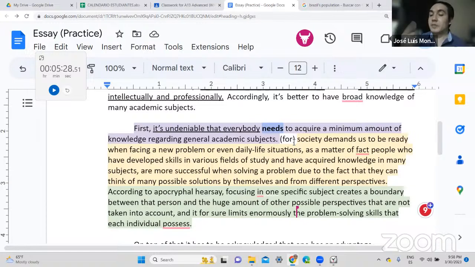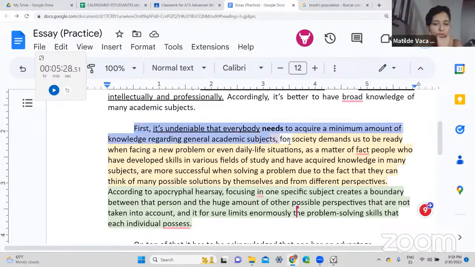You can replace for with because, and you don't need a punctuation mark, right? So you can say needs to acquire a minimum amount of knowledge regarding general academic subjects because society demands us to be ready when facing a new problem or even daily life situations, right? So if you do that, actually, this entire thing up to this part is going to be one sentence. And if you use for, let's use for. So what is the name of the sentence when you have a comma and a fanboy? Is it simple, compound, or complex with that? This will be compound. Compound, exactly.